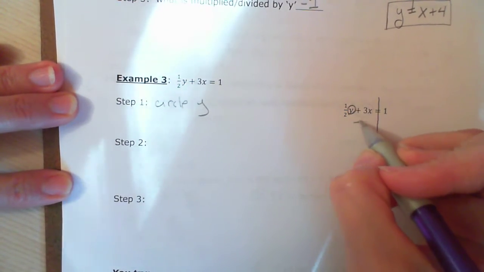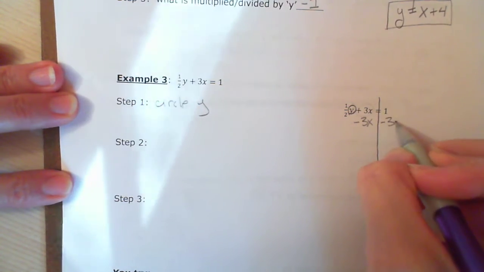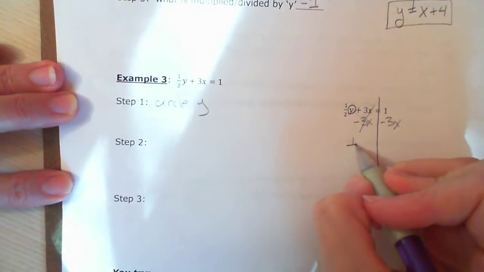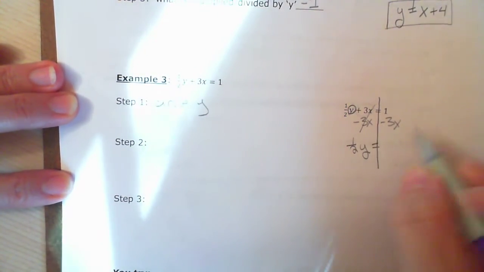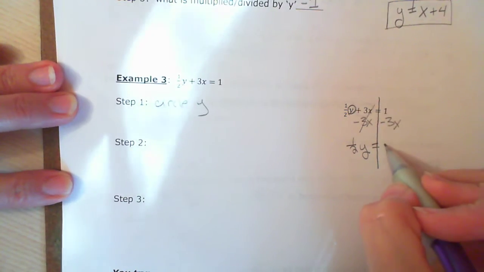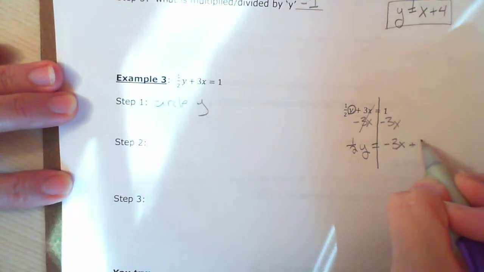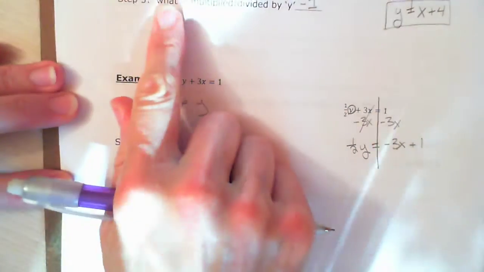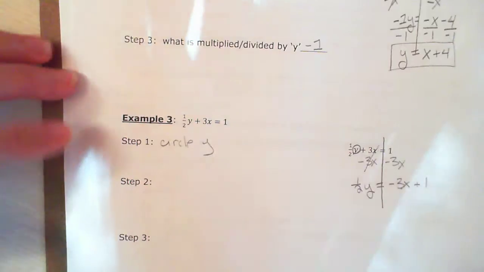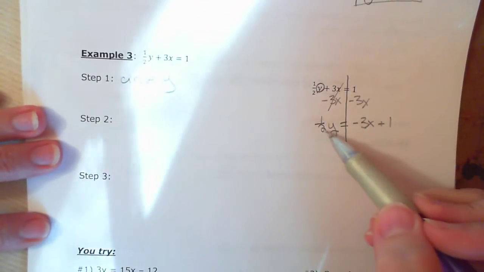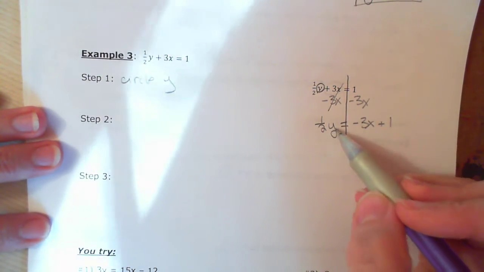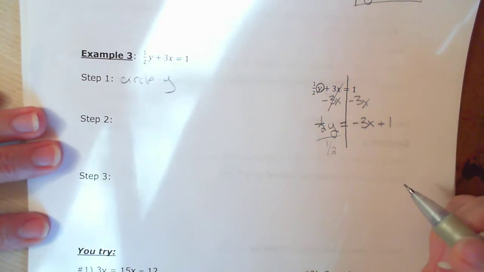So to undo positive 3x, I want to minus 3x from both sides. 3x minus 3x is 0. So on the left side, I now have 1/2 y equals, put your x term first, negative 3x plus 1. Now, y is not by itself. I need to see what is multiplied or divided by y. Well, I can see in this example, what is multiplied by y is 1/2. So what you might be thinking is to undo multiplication, what I want to do is divide. Don't write this yet.